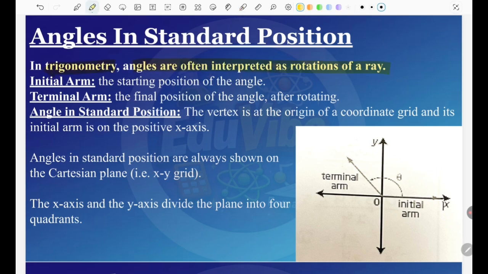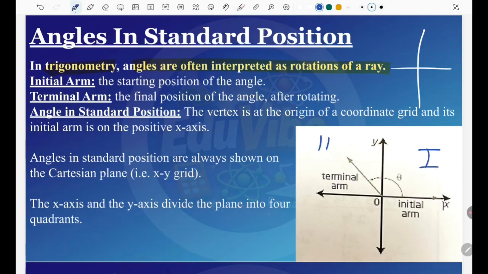In trigonometry, angles are often interpreted as rotations of a ray. This is a rotation in the Cartesian plane. You all know the Cartesian plane, and you can see the y-axis and the x-axis. This whole thing is very important when you do the unit circle and the CAST rule. We have coordinates, and you know we have quadrants: the first quadrant, second quadrant, third quadrant, and this is the fourth quadrant. The angles in trigonometry are interpreted as rotations of the ray.